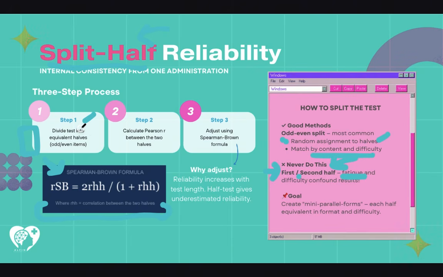And then after dividing it into two halves, you can calculate the correlation of the two halves using Pearson r. Then step 3 is to adjust the Pearson r using the Spearman-Brown formula. Now, why do we adjust the value? Because reliability increases with test length. A half test gives an underestimated reliability. So the Spearman-Brown formula is usually used to get the reliability estimate for a shortened test.